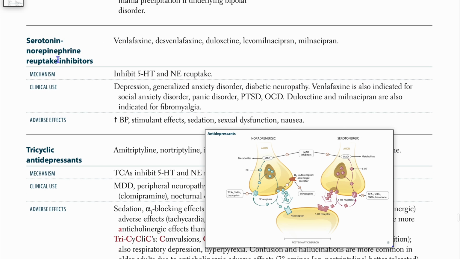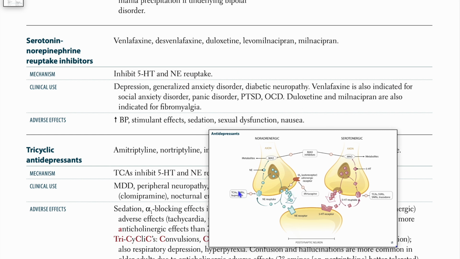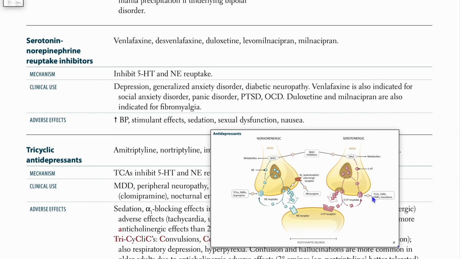Then you have SNRIs, or serotonin norepinephrine reuptake inhibitors, venlafaxine and all of these. I think that's the most important one. The mechanism is that it inhibits 5-HT and NE reuptake. So here it's going to prevent reuptake of norepinephrine, so you have more of those, and more serotonin as well. Its clinical use is depression, generalized anxiety disorder, diabetic neuropathy. Venlafaxine is also indicated for social anxiety disorder, panic disorder, PTSD, and OCD. Duloxetine and milnacipran are also indicated for fibromyalgia.